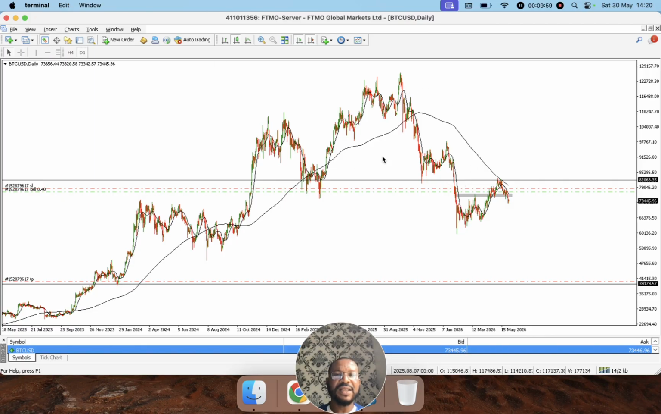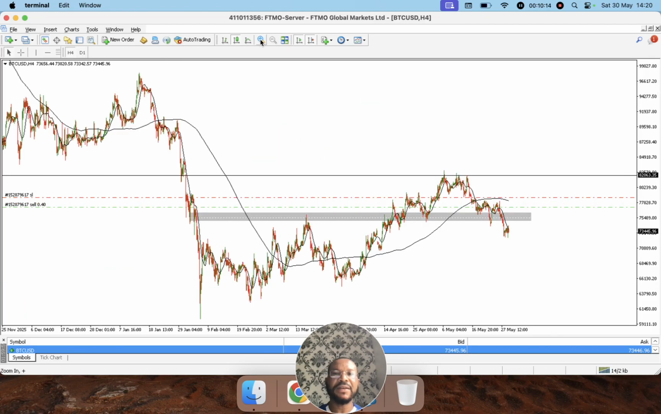So we can see on the daily time frame, price has changed its character, trading below the 200 EMA, and has closed below a key support area on the daily time frame. The trend line traders, their trend line has been broken. Price is heading to the downside. So let's go back to the 4-hour time frame.